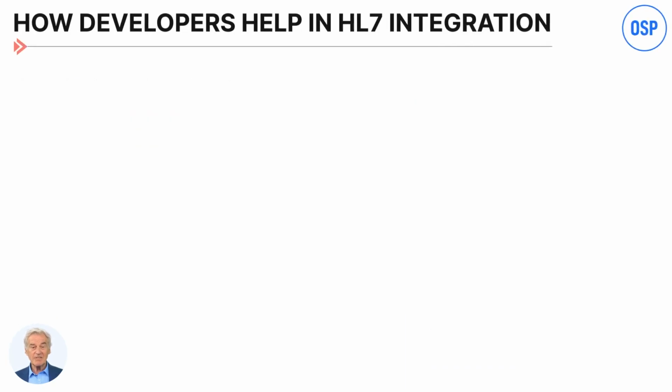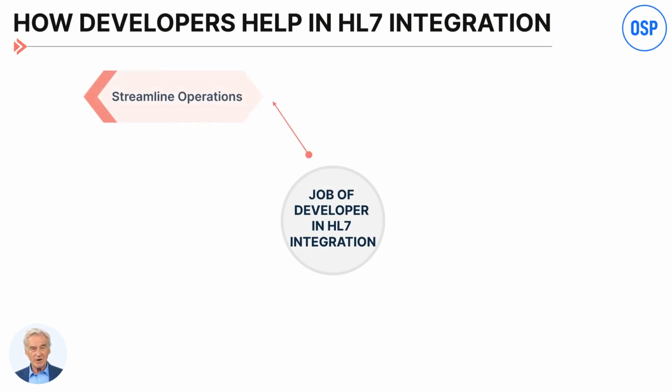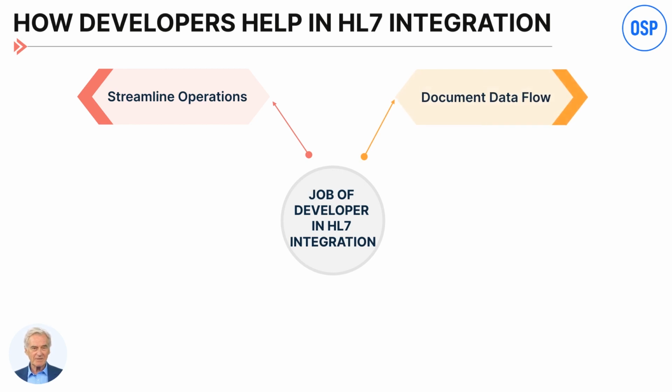Before I wrap up this video, I'm sure you all have got an idea how HL7 integration works. Perhaps all these processes would become really difficult without a talented developer. Wondering how? Here's how. 1. A developer will help in streamlining all operations and workflows needed for HL7 interface implementation. 2. Documentation of data flow, internally and externally.